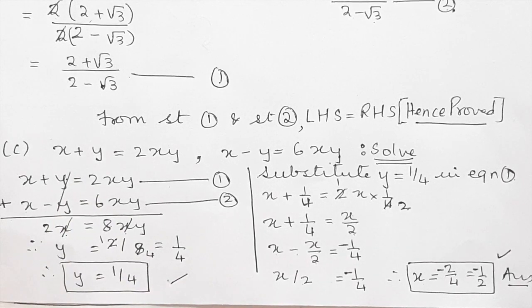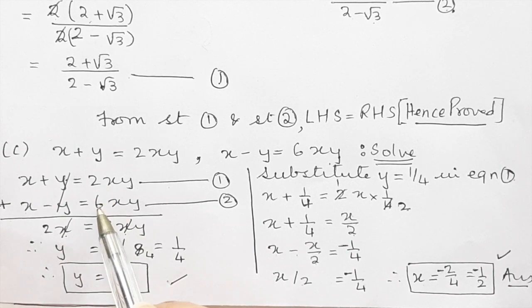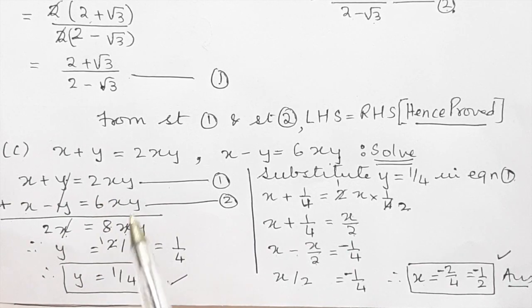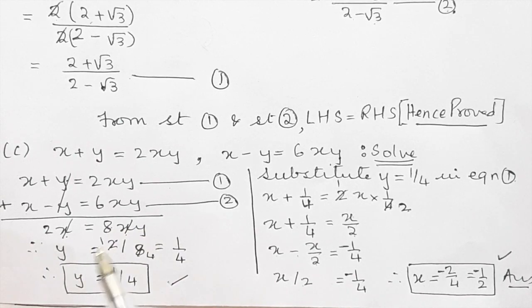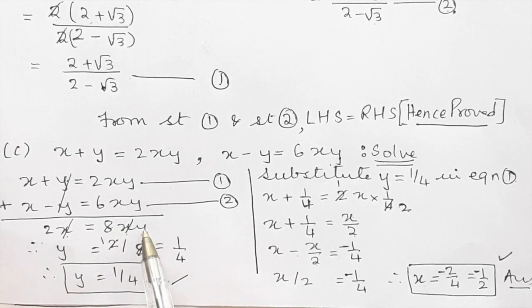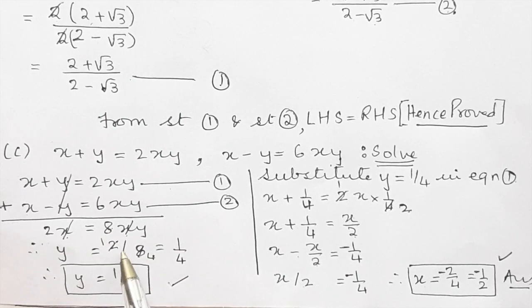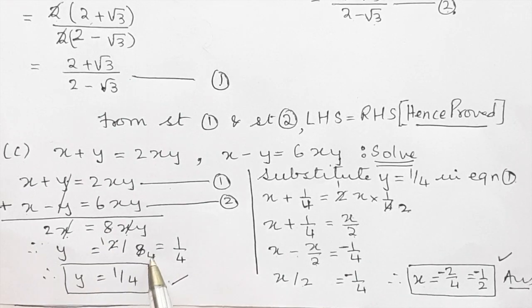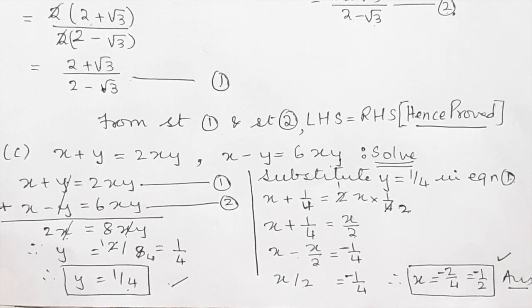y gets cancelled, correct? And so you will have 2x equal to, here this gets added, 2xy and 6xy, that is 8xy. X and x gets cancelled and you will have y equal to 8 comes here, so it becomes 2 upon 8. So we have 2 1s and 2 4s, that gives us 1 upon 4 as the value of y. Okay, now substitute this y value in equation 1.